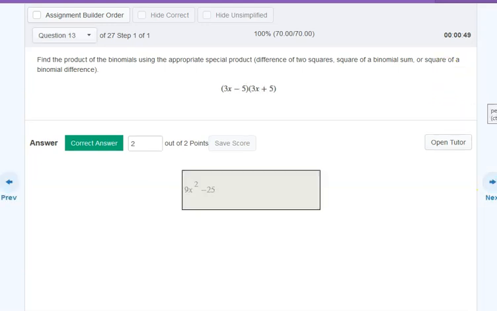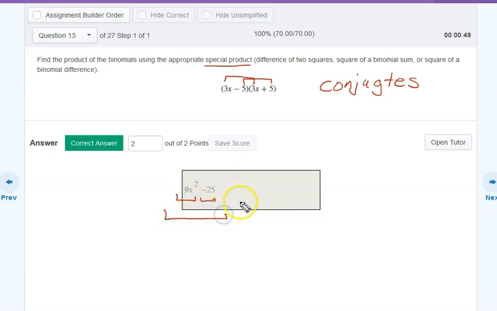Now again, we should pause, study it, and see what they're asking. Well, they want us to multiply these binomials, but this is a special product. These are conjugates. Conjugates, when they're multiplied, end up with the difference of perfect squares. The middle terms cancel out. So as we do our first, we get 9x squared. As we do the last, we get a -25. So multiplying conjugates gives you the difference of perfect squares. If you have the difference of perfect squares, they will factor into their conjugates.